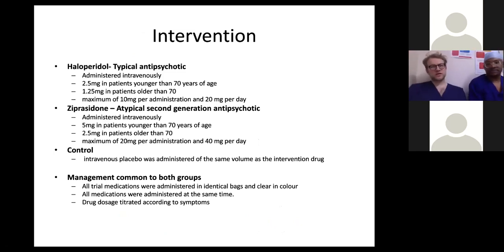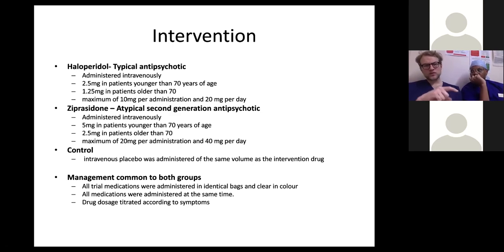So to take it up from here, the interventions, the arms that were being randomized to: you had a haloperidol group, that's your typical antipsychotic, and the antipsychotic that we probably see used most in our ITU, and that was administered intravenously. All 3 drugs were administered intravenously, starting at 2.5 milligrams if the patient was younger than 70 years of age, and 1.25 milligrams if older than 70. And then as per the BNF, a maximum of 10 milligrams in one administration and 20 milligrams per day.